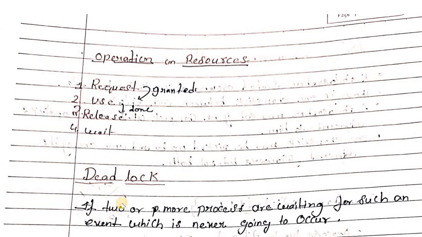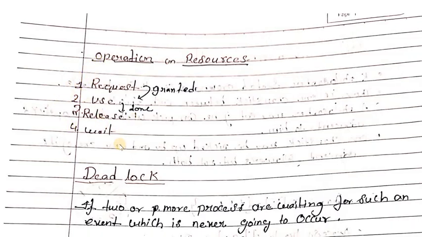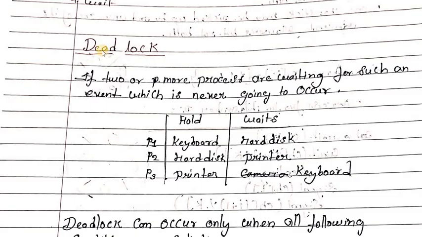How do operations and resources work? Here, the process requests the resource, then uses it, then releases it, and then waits. These are the 4 steps of operations on a resource. Okay, now the deadlock.